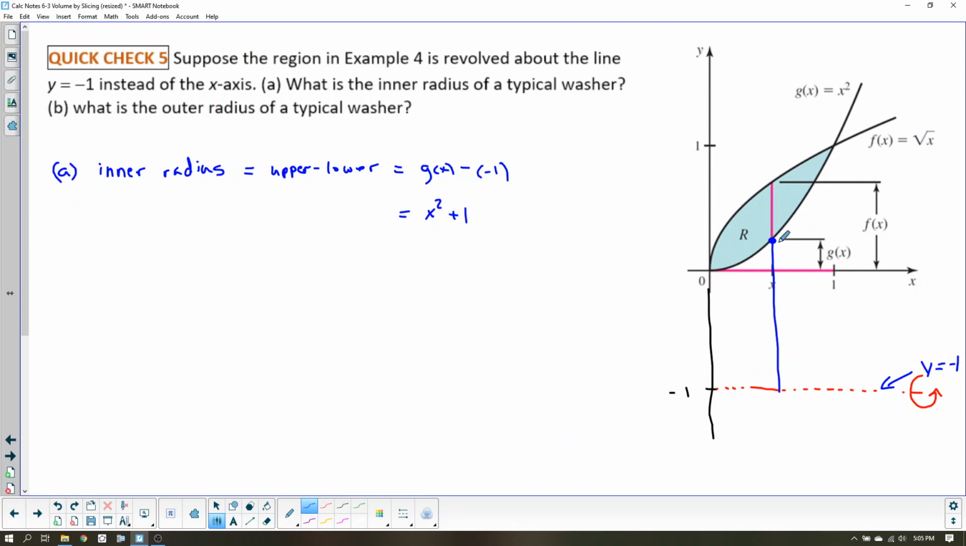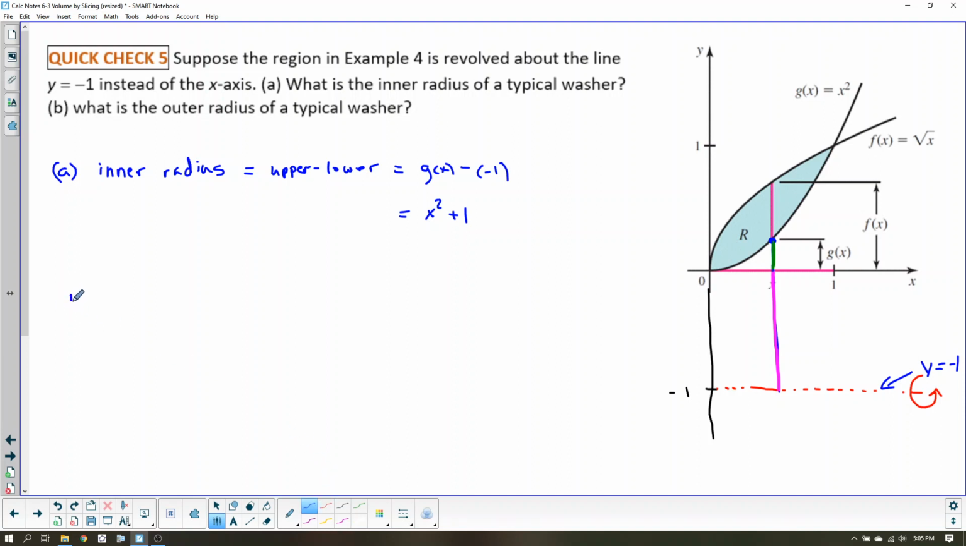The other way you could think about it is as two separate segments combined. So it's this green segment, which is g of x, plus the length of, let's do purple here, the length of this. And how long is that? Well, we know this is 1 unit long here, so it's g of x plus 1. That's another way to think about it. I do think the safest thing to always do is just upper minus lower, but either way works. Okay, so that's the inner radius.